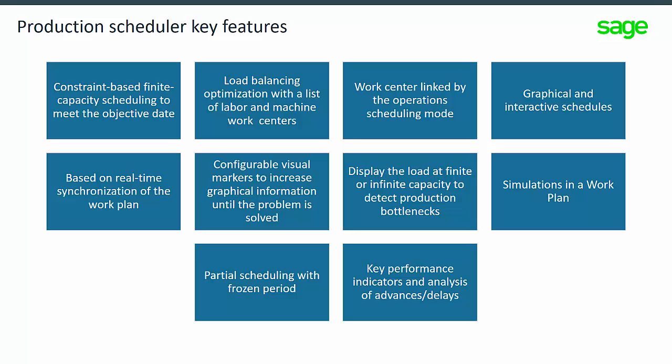For this initial release, there are some limitations with Sage X3 version 11. The current integration does not consider material availability and assignments, and the current release does not support jump to, multiple products on work orders, and capacity variation based on the number of resources.